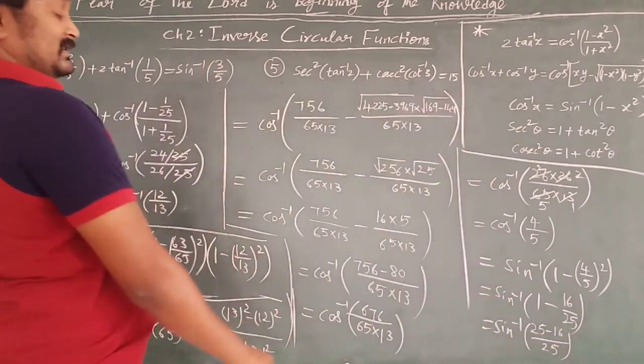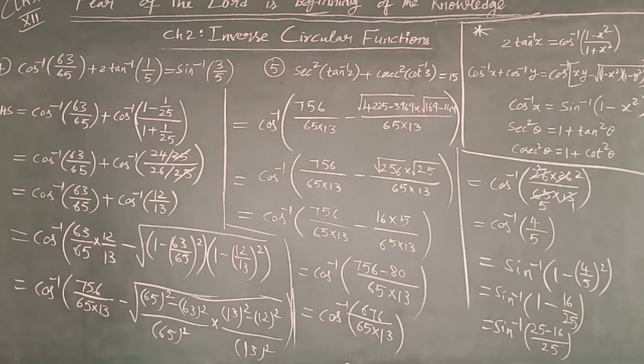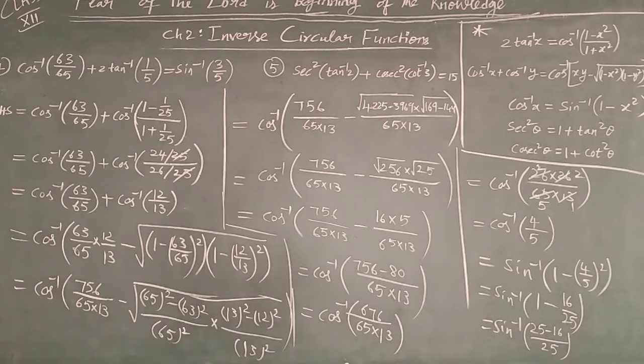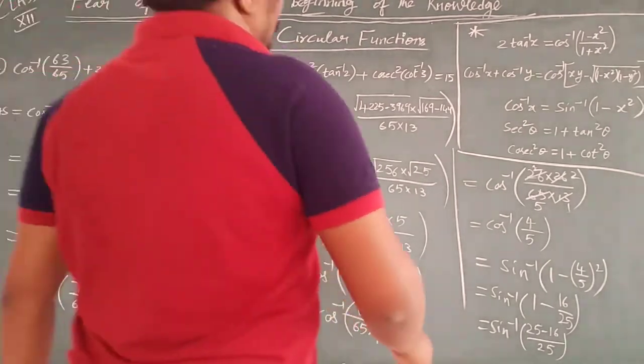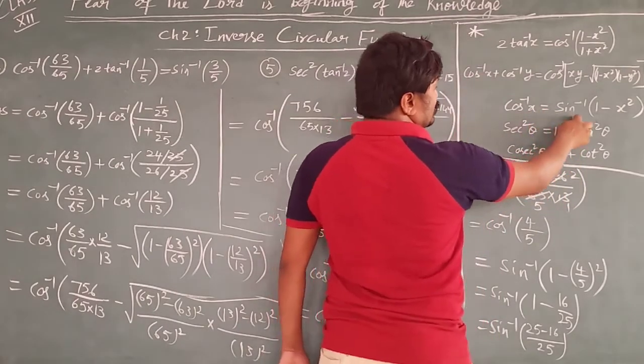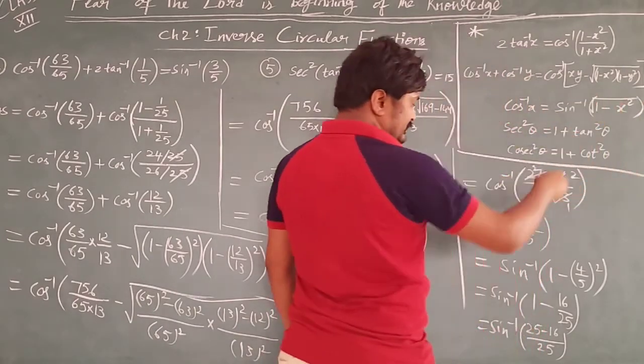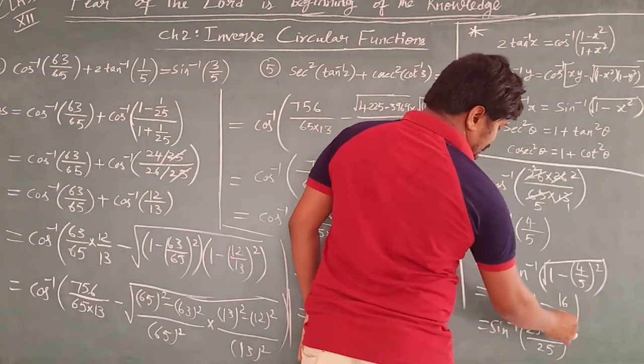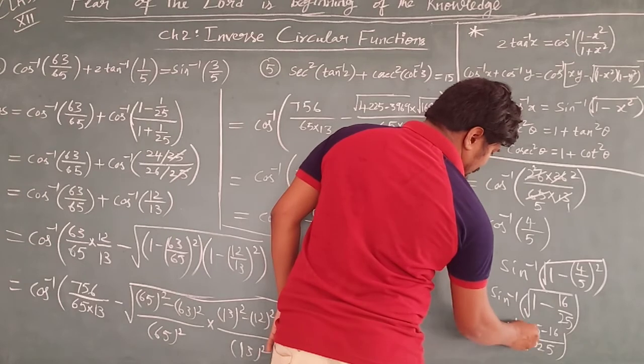So 25 minus 16, how much are you going to get? That is 9 upon 25, and this we are going to solve again. Alright, observe the formula carefully: cos inverse x is equal to sin inverse square root of 1 minus x square. This is our mistake, so just write the square root in all the places.